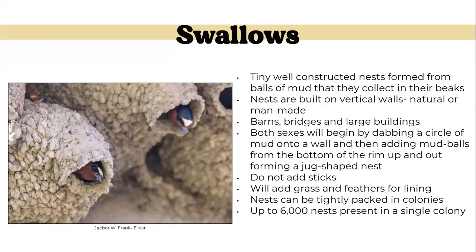A lot of the times you will see them built up on vertical walls. They like barns, bridges, really large buildings. One thing that's neat about these birds is that both the male and the female will build the nest. They'll add mud balls. They start from the bottom and then they use the very top of the rim to form this jug shaped nest. They will not add sticks, but sometimes they add grasses and feathers to make it a little bit softer. And then the nests are super packed together. They're colony birds. There's been reports about 6,000 nests in a single colony.